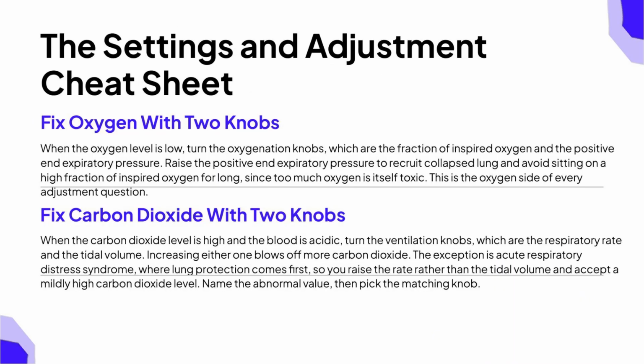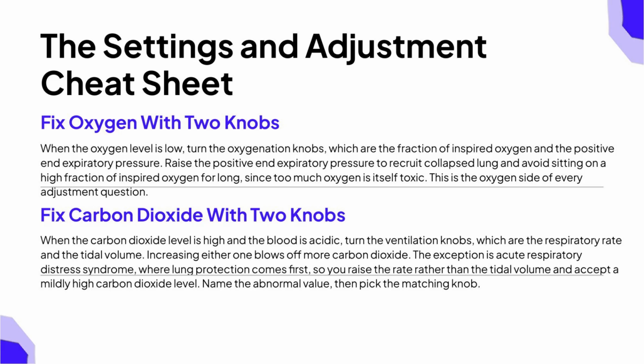Let us lock in the cheat sheet that solves almost every ventilator adjustment question. The whole trick is to separate oxygen problems from carbon dioxide problems. First, fix oxygen with 2 knobs. When the oxygen level is low, you turn the oxygenation knobs, which are the fraction of inspired oxygen and the positive end expiratory pressure. Raising the positive end expiratory pressure opens collapsed lung and improves oxygen. And you want to avoid sitting on a very high fraction of inspired oxygen for a long time, because too much oxygen is itself toxic to the lung.